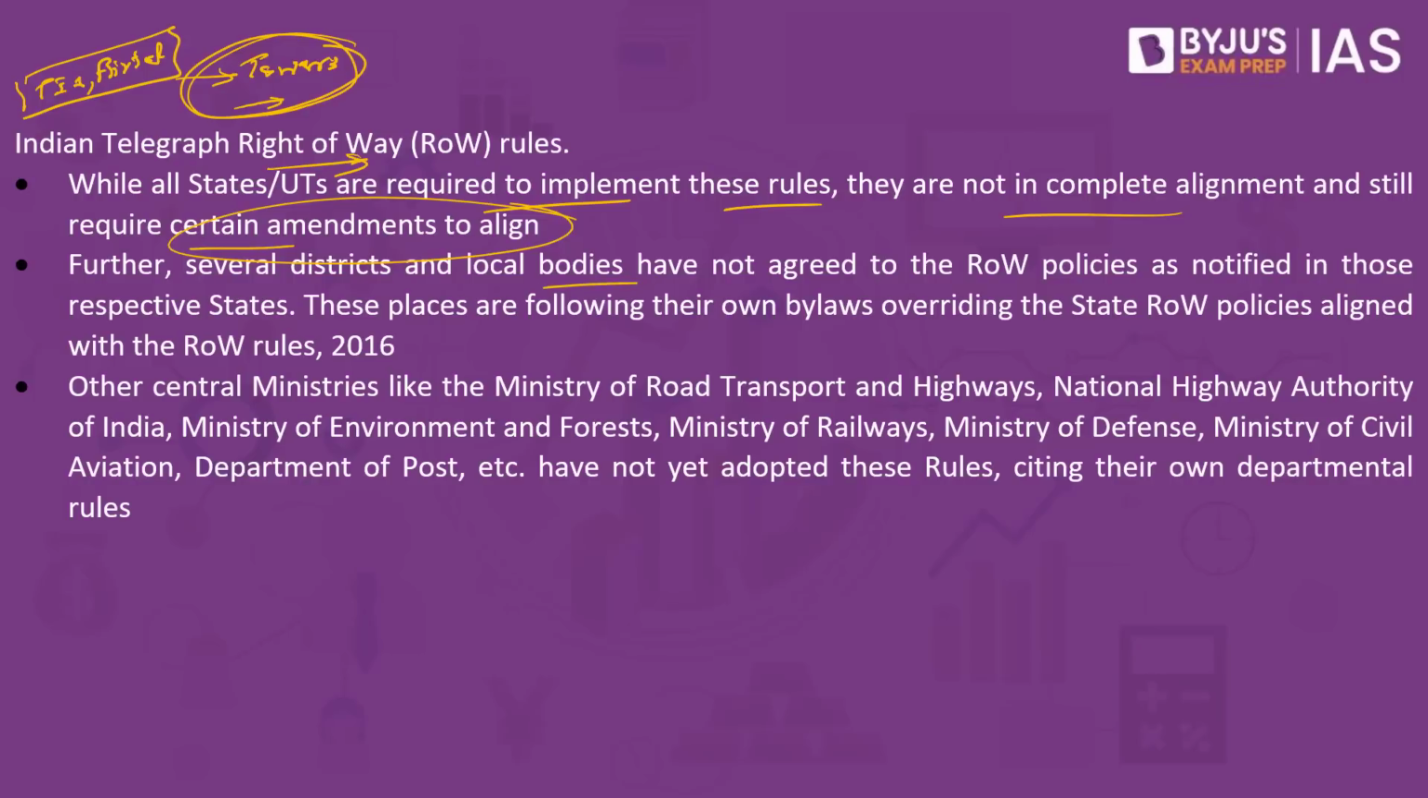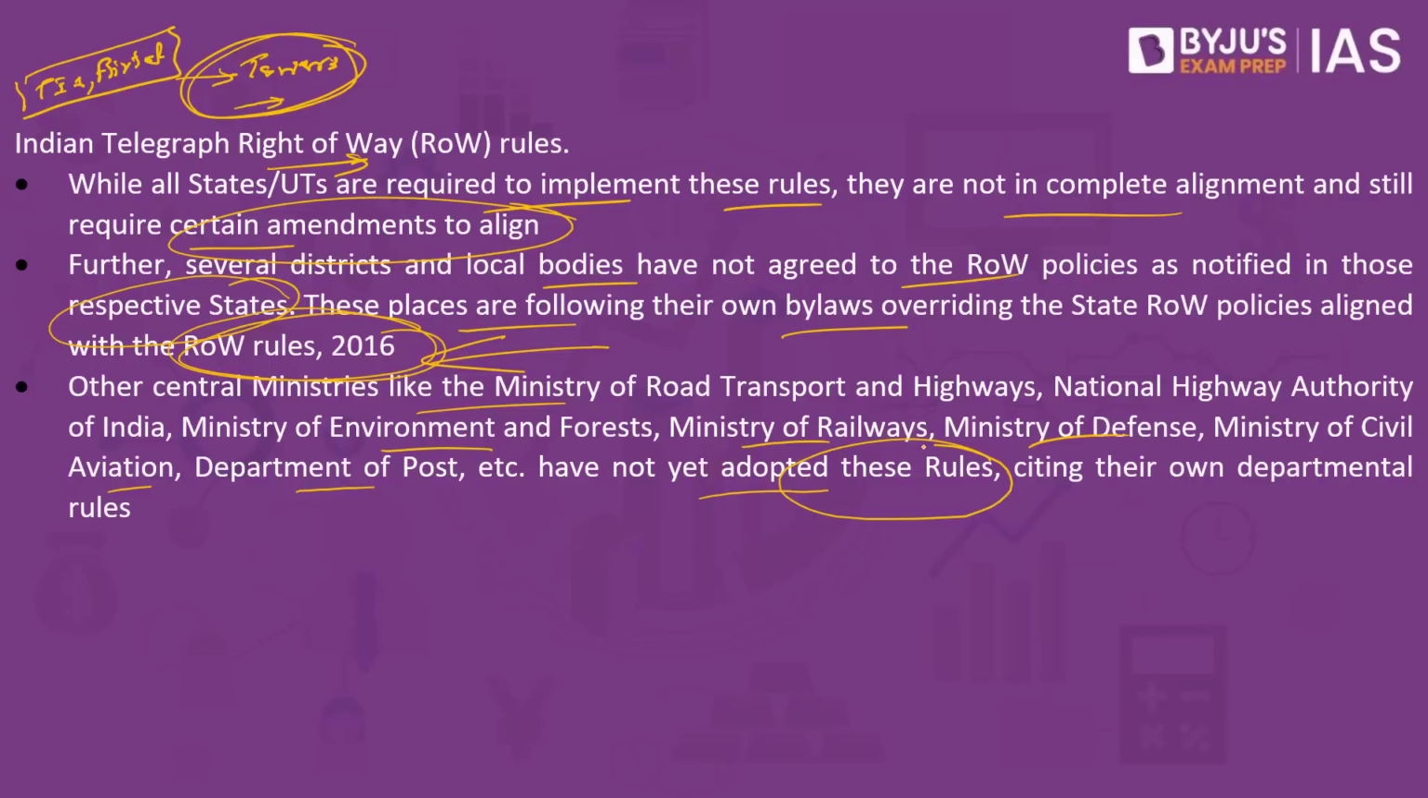Several district and local bodies have not agreed to the ROW policies as notified in those respective states. These places are following their own bylaws, overriding the state ROW policies aligned with the ROW rules of 2016. So what we have is a conflict, and as a result, these telecom companies are not able to put out their telecom infrastructure. Apart from this, other central ministries like the Ministry of Road Transport and Highways, National Highway Authority of India, Ministry of Environment and Forests, Ministry of Railways, Ministry of Defence, Ministry of Civil Aviation, and Department of Post have not yet adopted these rules, citing their own departmental rules.